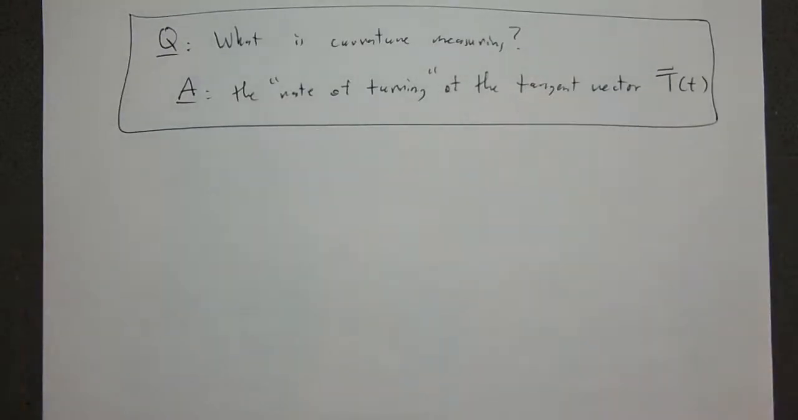Okay, and so curvature is measuring the rate of turning of the tangent vector.